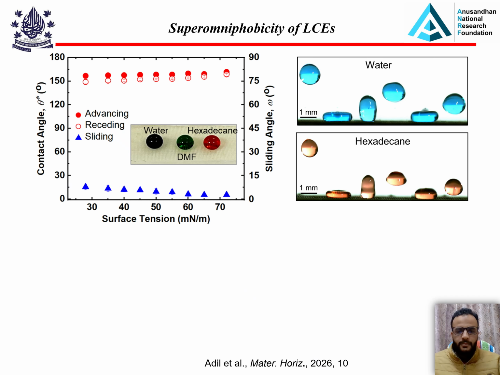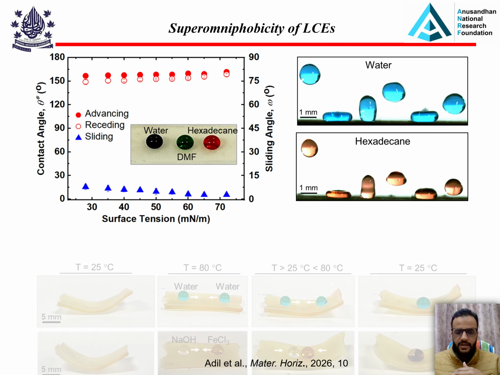So here we can see when we make the super omniphobic surface with the LC, it shows the super omniphobic property, where we can see the contact angle is above 150 degrees and the sliding angle is less than 10 degrees for a range of surface tension liquids, as an example here in this inset. And we also demonstrate the bouncing of the water droplet and hexadecane droplet, which are the two extremes of surface tension. Water has a surface tension of around 72 millinewton, and hexadecane has a surface tension of around 27 millinewton. So this range of surface tensions can be repelled with these super omniphobic surfaces.